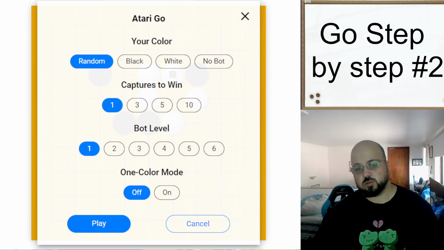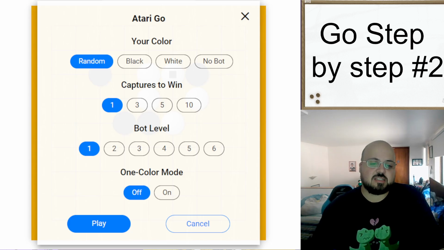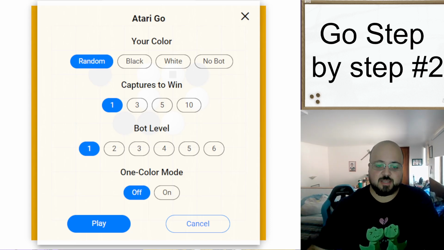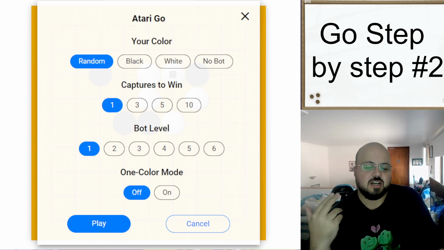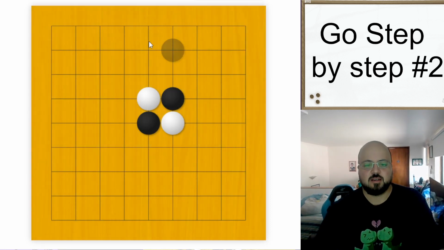I recommend using a very easy bot, and no, please don't use one color mode. After you start playing, you could get more captures to win, and it will make you get a little better at this game. So I completely recommend using this, and this will be your homework. So, let's check.